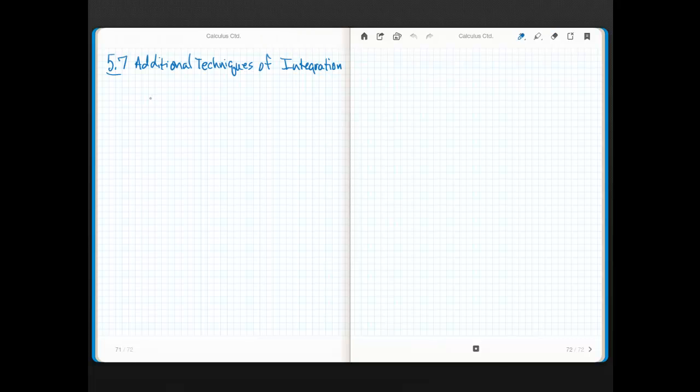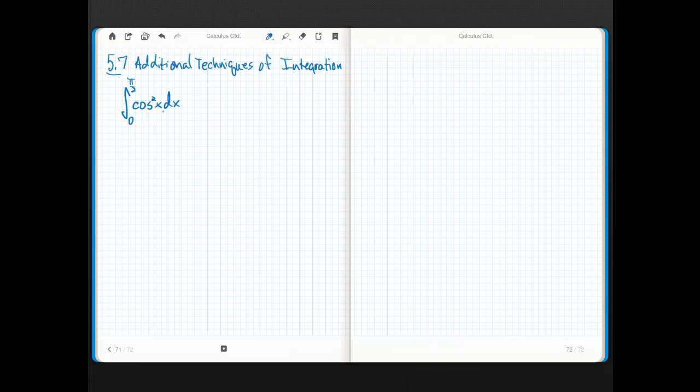So we got a whole bunch of skills. We got integration by substitution, integration by parts, and integration by just plain old knowing antiderivatives of functions. But let's say you got something like this. Let's say, for example, that I have the integral from 0 to pi halves of cos squared x dx. Okay? Well, what do I do with this?